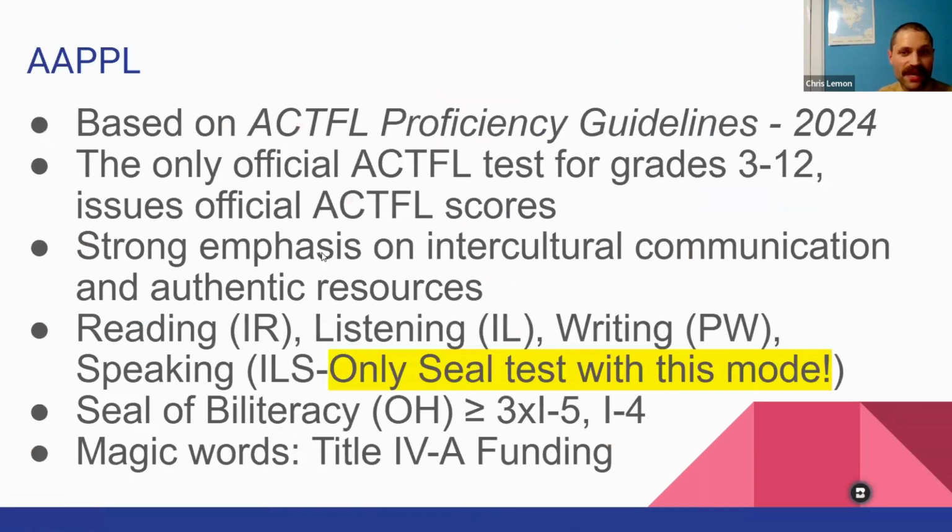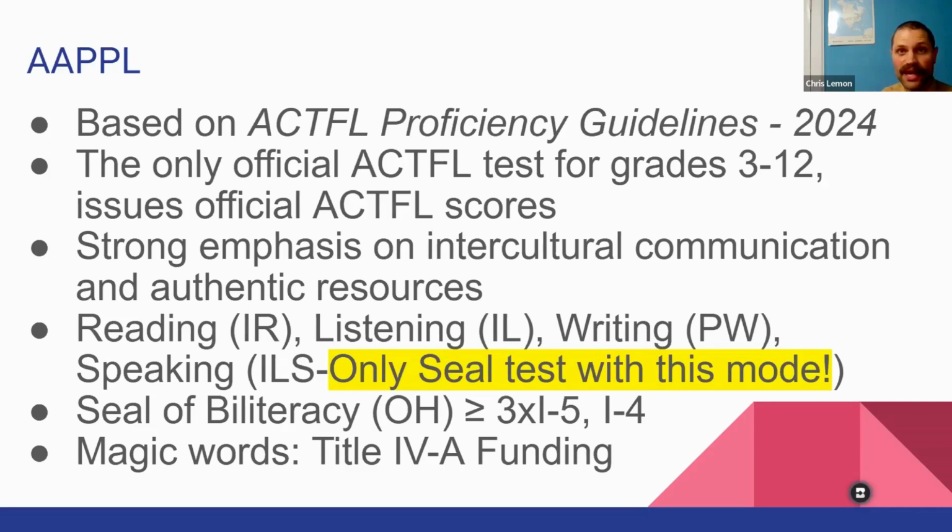So the AAPPL is based on ACTFL proficiency guidelines. It's the only ACTFL specific test for 3rd through 12th grade. There are 4 sections. Again, I think some of us might be more familiar with the test than others, but I really like it because there is a strong emphasis on intercultural communication, real world type of communication. It does tend to be the case that since we're trying to get our kids in Form B, for instance, or Form A as well, a lot of the questions wind up being about the kid themselves.